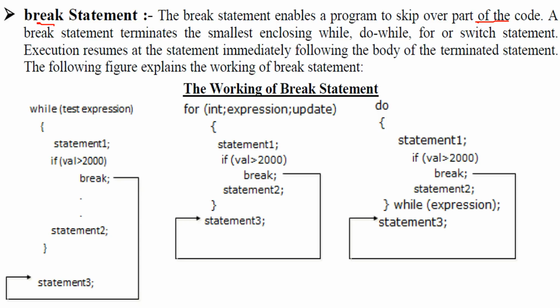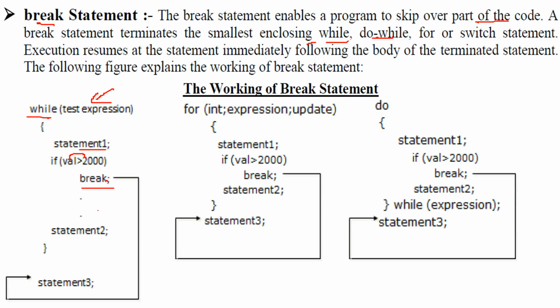That break, if it is enclosed in, say, a while, do while, or a switch statement, the execution resumes at the statement immediately following the body of the terminated statement. That is, once you come out of the loop, the next statement after the loop is going to be executed. For example, this is the working of the break statement. We have a while statement here, and in this while statement we are testing something. So here, if the value is greater than 2000, then we break.